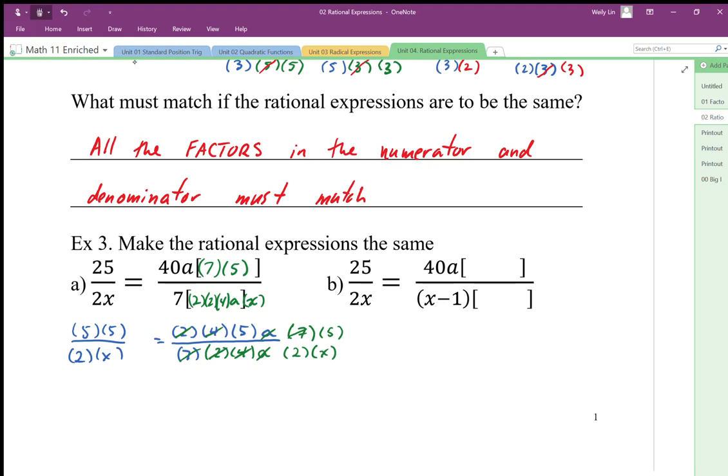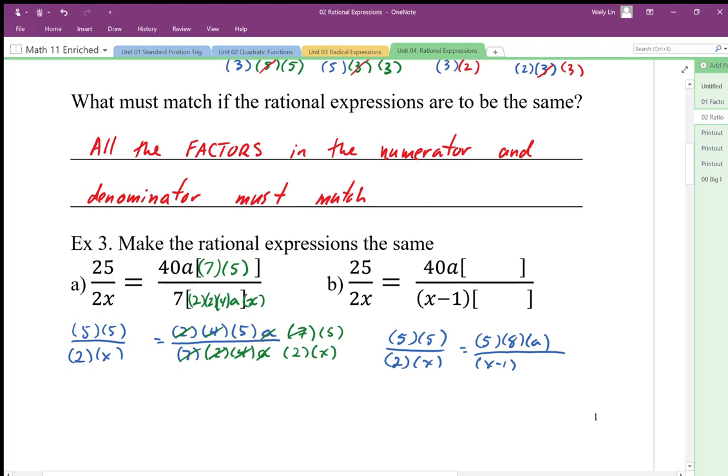So again, it's much easier to do when we can see all the individual factor pieces. So I'm going to do the same thing. So I have 5 times 5, 2 times x. Now I have these binomial factors. So I'm going to write this as 2. I've got that extra 2 there. Actually, I'm just going to write this as 5 times 8 times a. And on the bottom I have x minus 1.